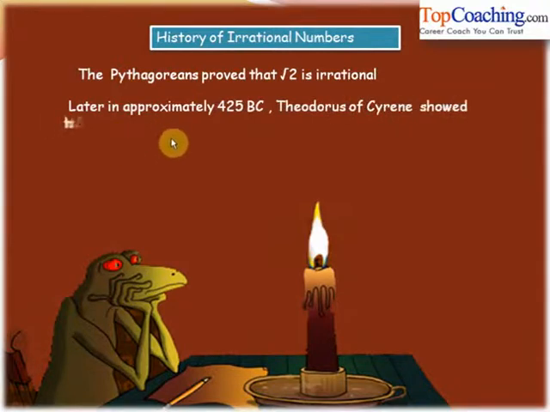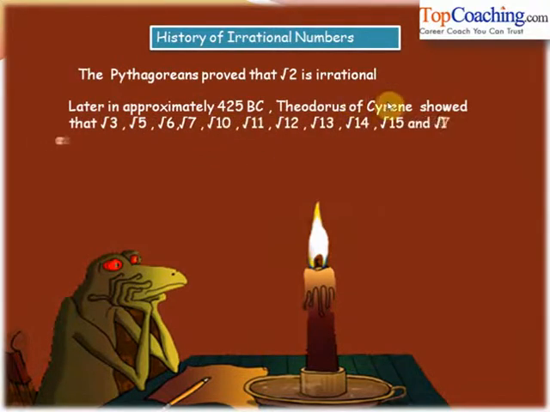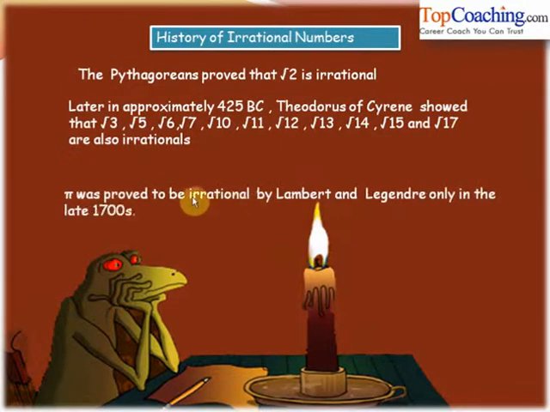Later, in approximately 425 BC, Theodorus of Cyrene showed that root 3, root 5, root 6, root 7, root 10, root 11, root 12, root 13, root 14, root 15 and root 17 are also irrational numbers. Pi was proved to be irrational by Lambert and Legendre only in the late 1700s. Later on, so many developments took place in the study of irrational numbers, and this is just a brief history of irrational numbers. What we can just think of is that irrational numbers have their roots in mathematics from the ancient times.